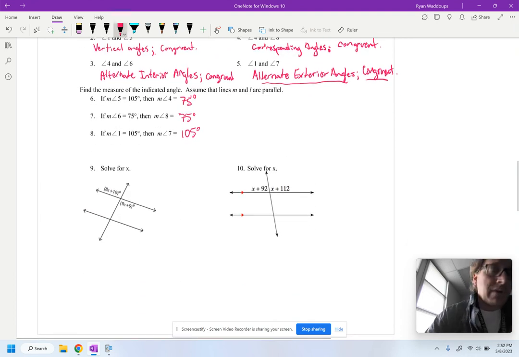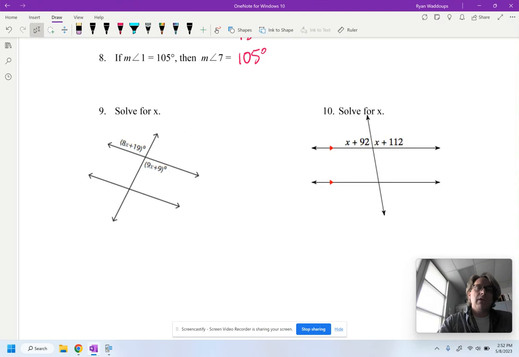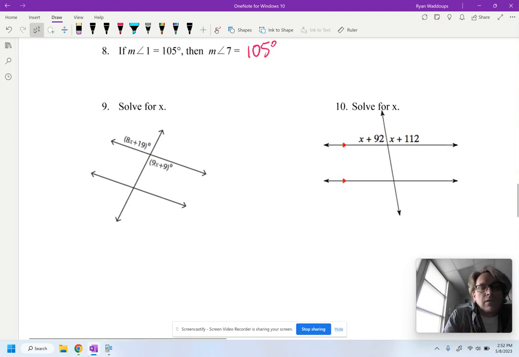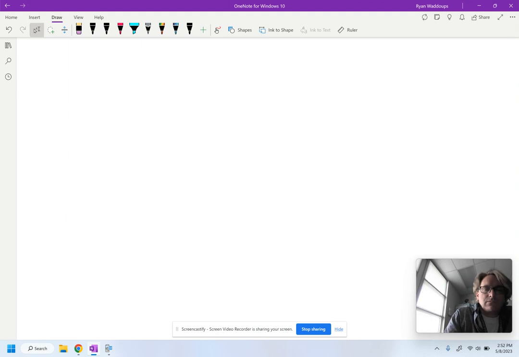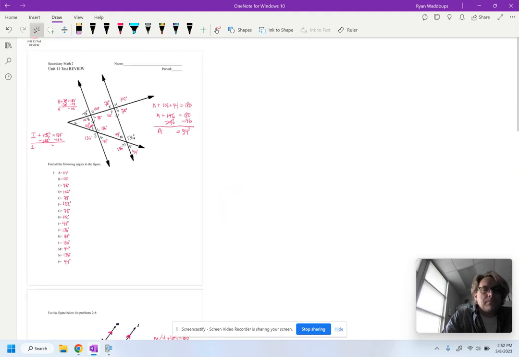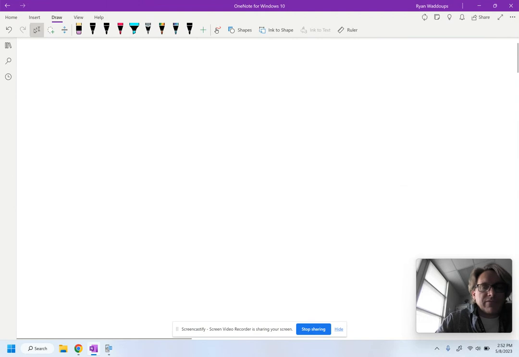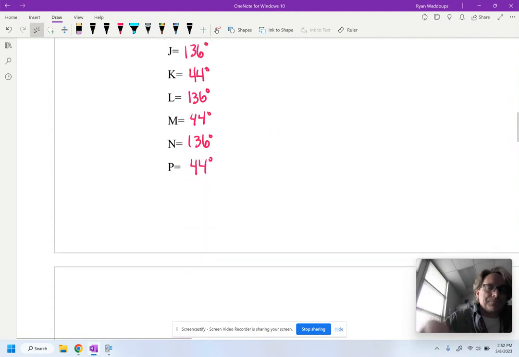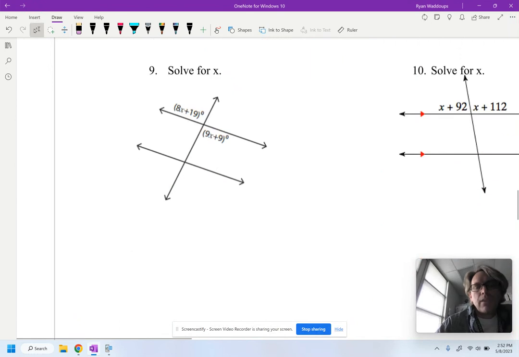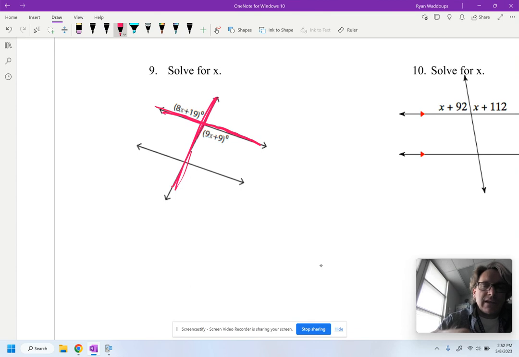All right, let's look at number 9. Solve for x. It doesn't matter that these lines are parallel or if they're not parallel. Because we're really only concerned about this line and this line that intersect. Because they intersect, this angle and this angle that are opposite from this vertex are vertical angles, and therefore they're congruent. So it doesn't really matter. This line down here doesn't come into play.